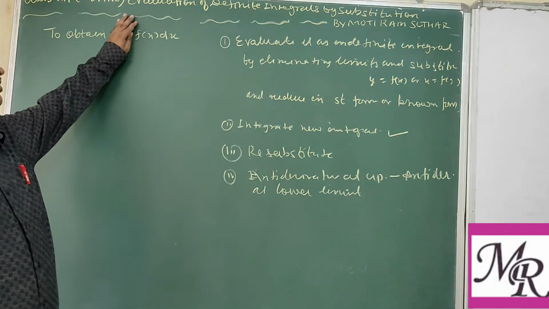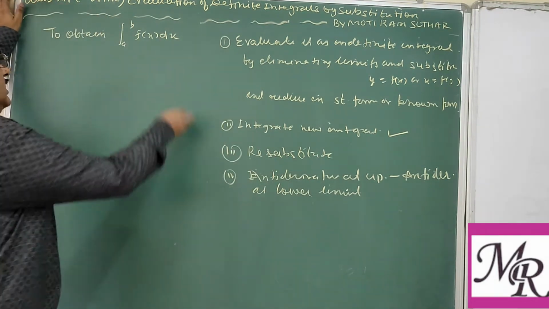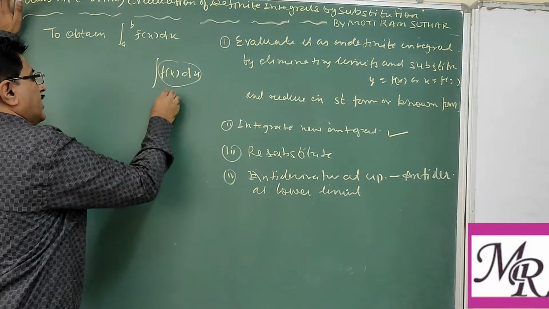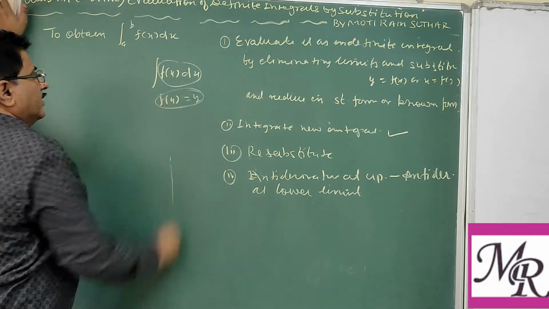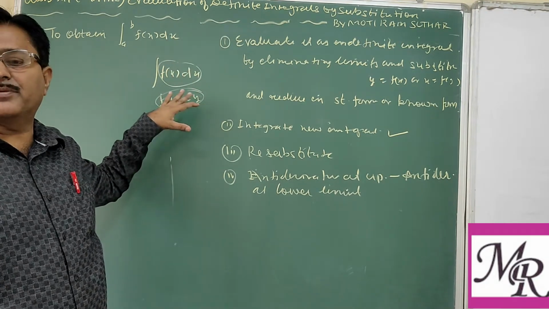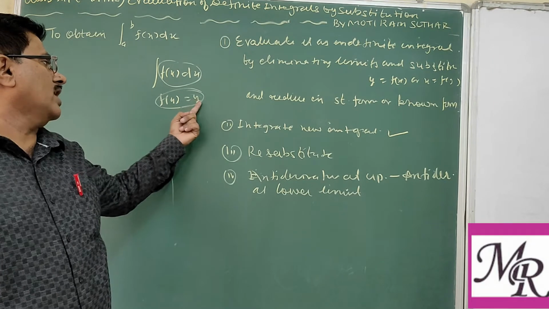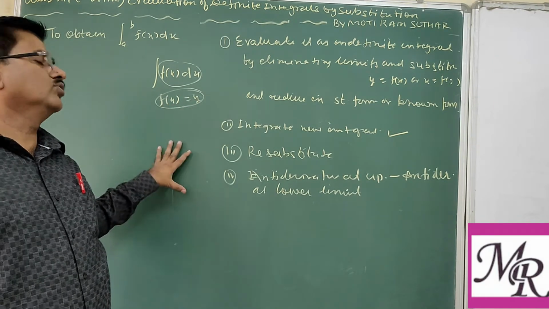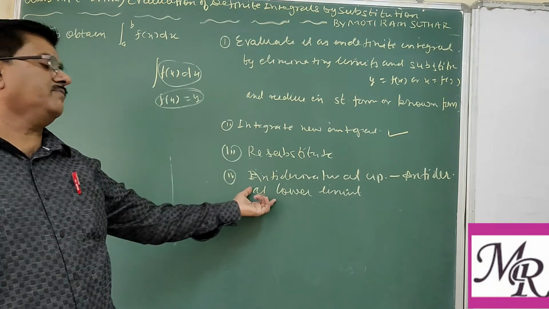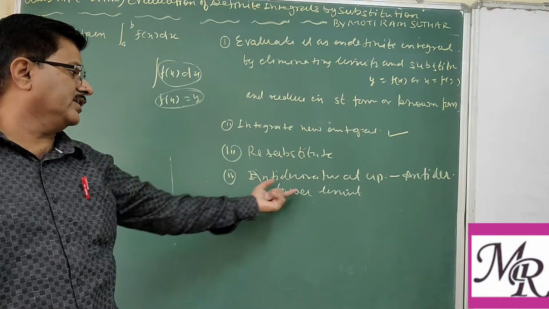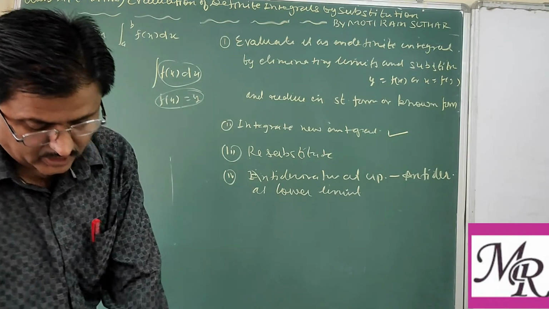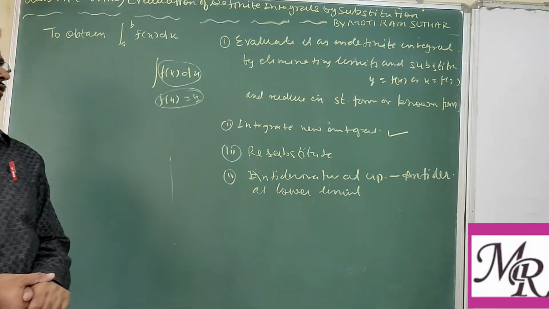First of all, you have to remove the limits. We get a simple indefinite integral like f(x) dx, and then you make the substitution, putting f(x) equal to y, so it is converted into a simple integral. Then you can integrate it. After integrating, resubstitute, meaning y is replaced again by f(x). So you get the indefinite integral. Then you use the fundamental theorem of calculus: antiderivative at the upper limit minus antiderivative at the lower limit. So we use these four steps.